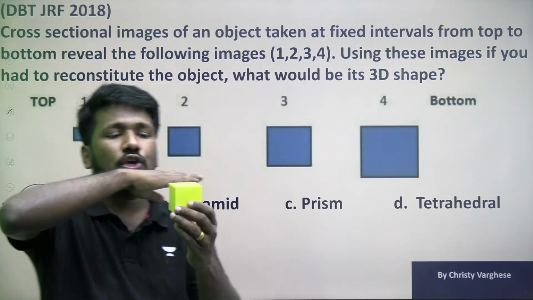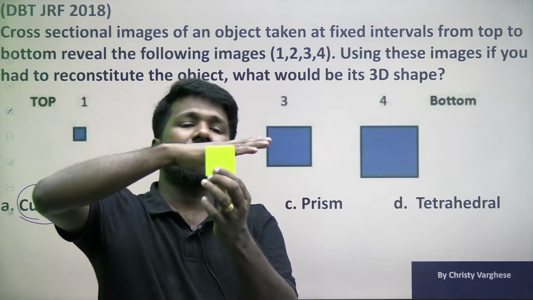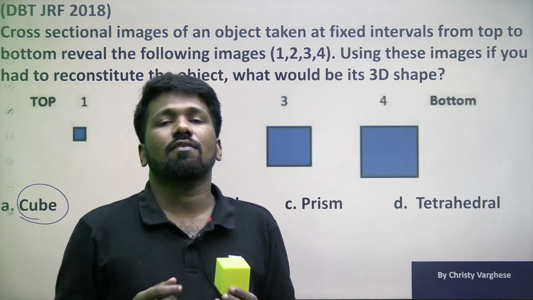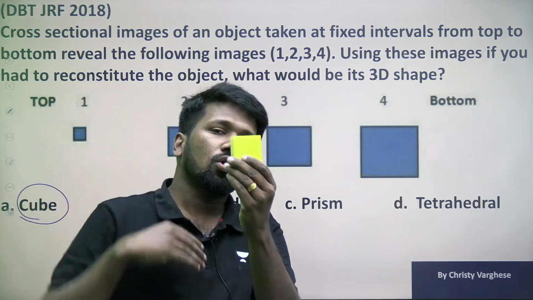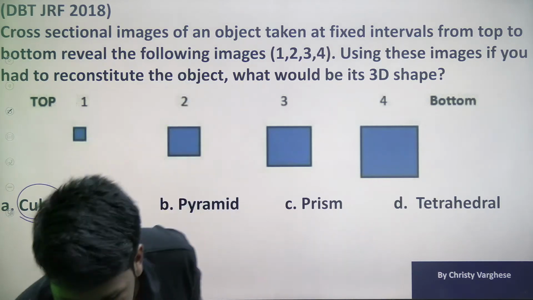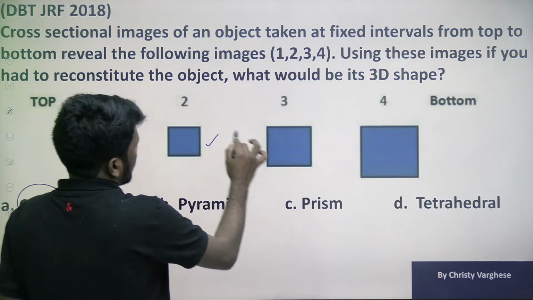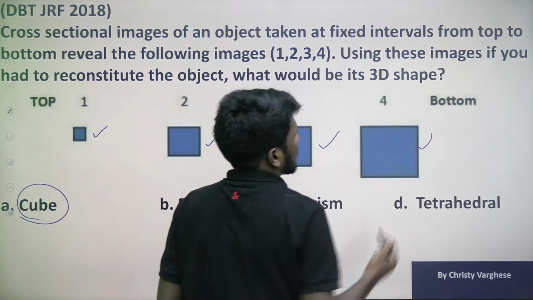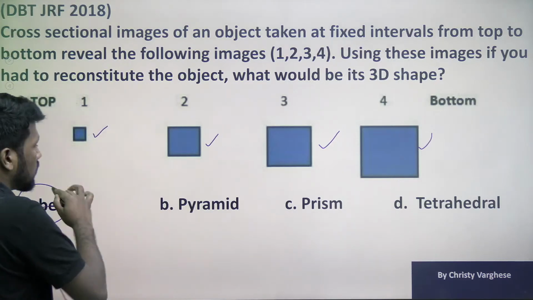But if you are cutting a cube like this, you will get a square itself. But wherever you cut, the size of the square will be same. If you cut like this, next cut like this, next cut like this, all cut, the cross-section size of the square will be same. It will be square, but square of same size. But this is square of increasing size. Square of increasing size means definitely that is not a cube.